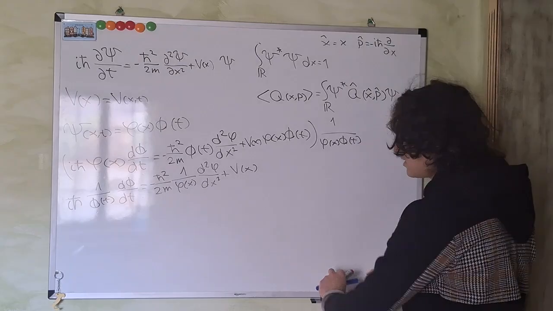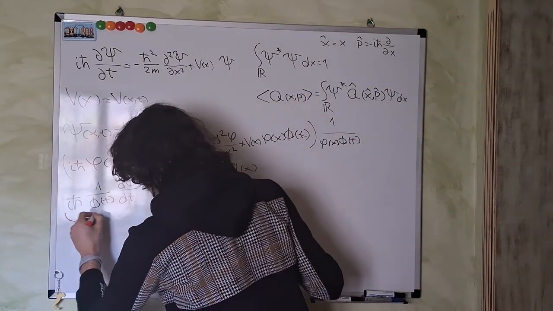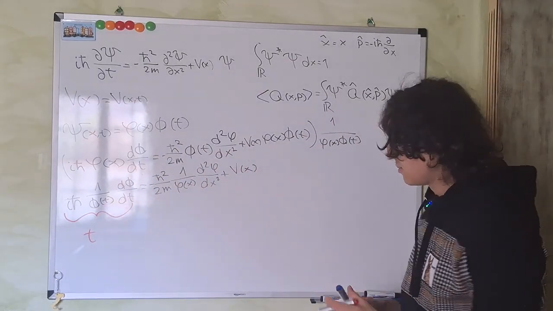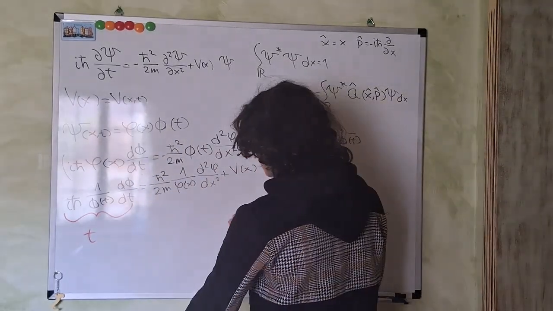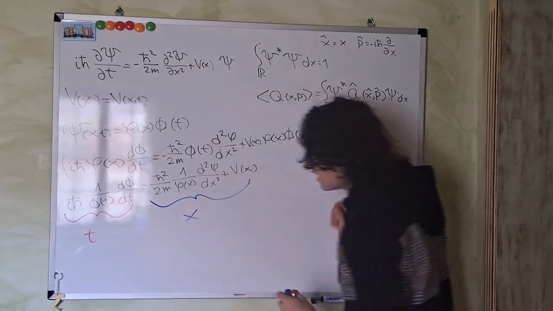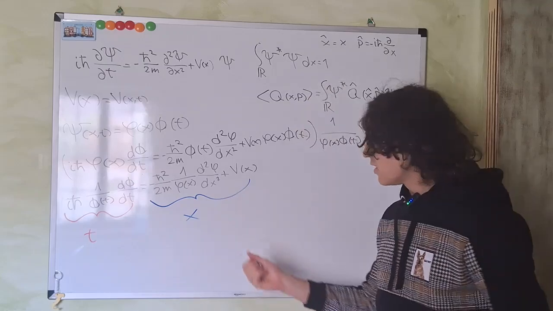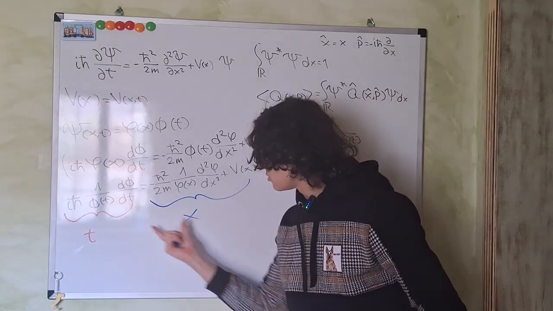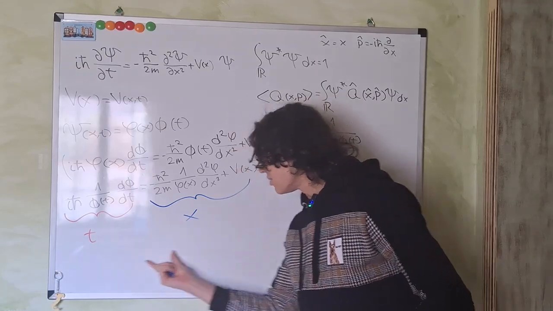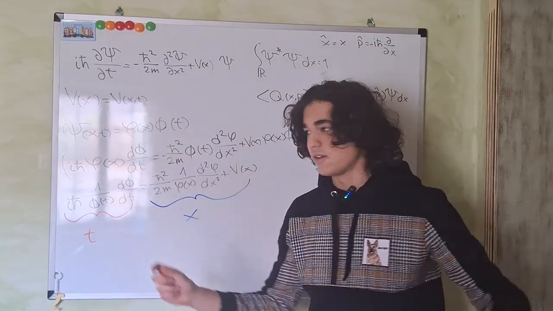Now, here's the cleverest trick ever. I really like it. So, this part is time dependent. It only depends on time. This part only depends on x. And remember, x and t are independent variables. There is no dependence between x and t. x cannot be represented as a function of t, and t cannot be represented as a function of x. They vary independently.